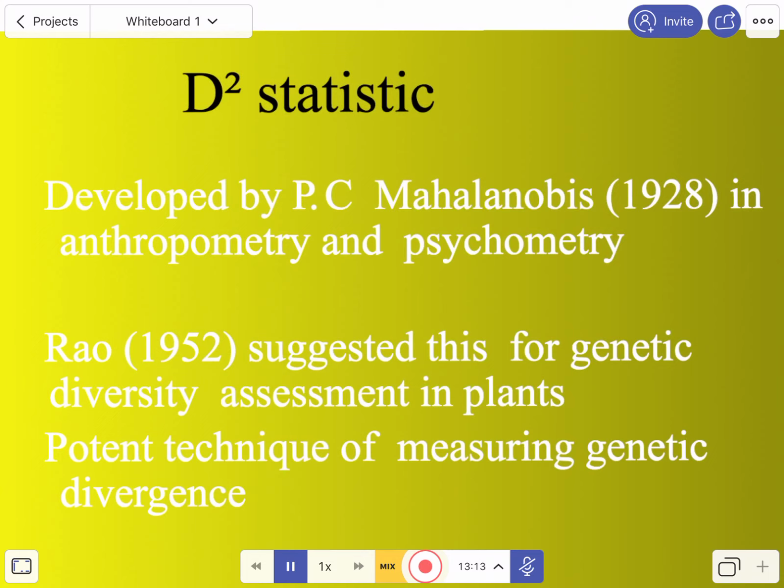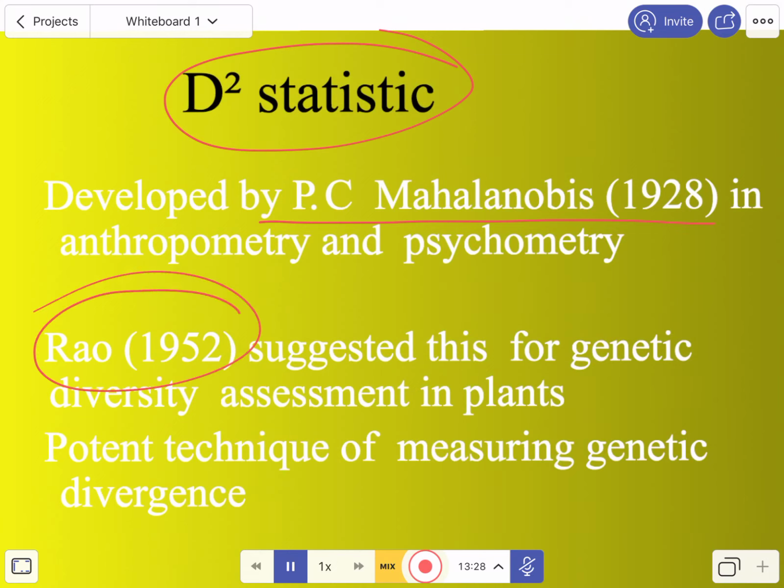Now let's talk about our second genetic diversity analysis, that is D-square statistic analysis. The concept of D-square statistics was originally developed by P.C. Mahalanobis in 1928, and Rao in 1952 suggested this technique for genetic diversity assessment in plant breeding.